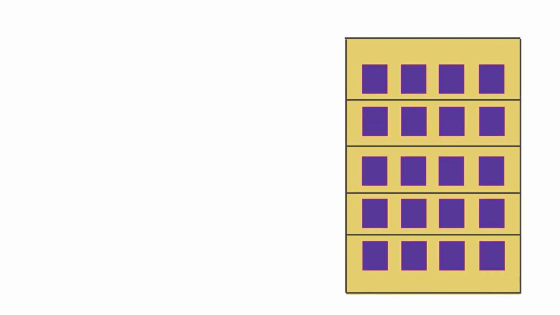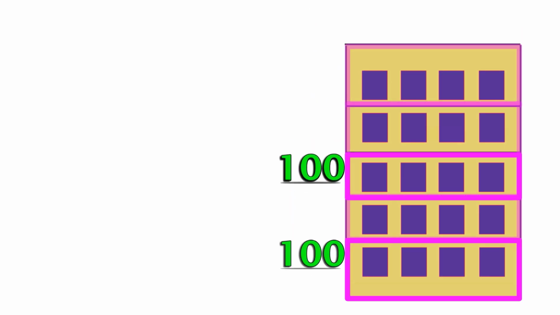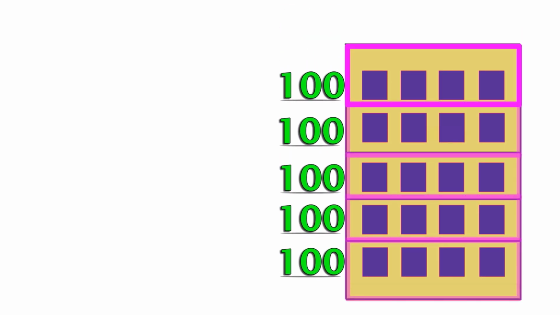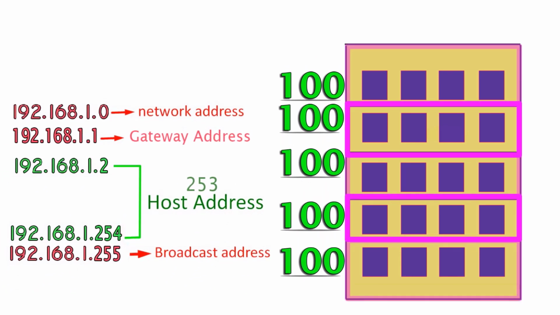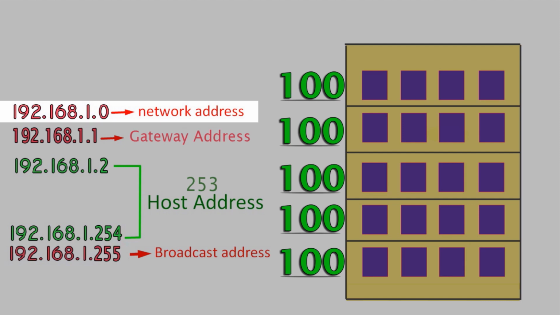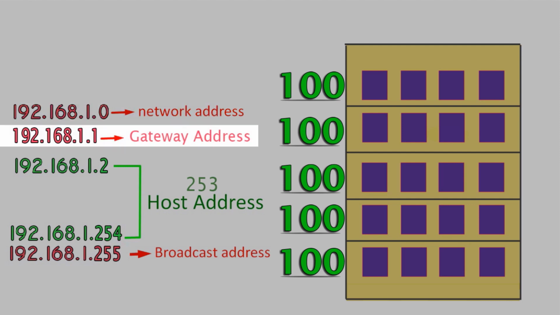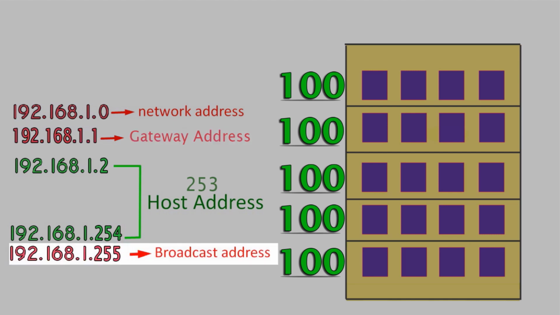If I have a company building consisting of 5 floors and on each floor there are 100 employees, and we work as you have at home, we will use one VLAN. This means that the network will be 192.168.1.0, the gateway will be 192.168.1.1, and the broadcast IP will be 192.168.1.255.